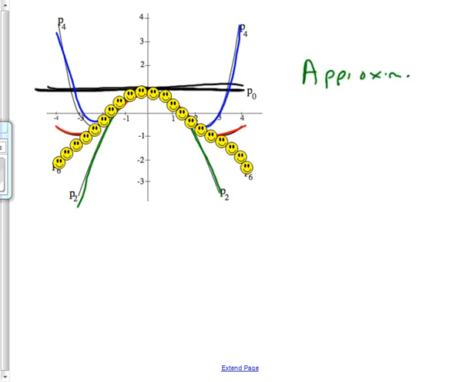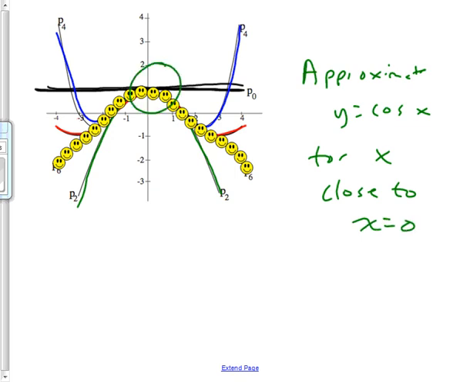Again, the idea being that these polynomials approximate y equals cos x for x close to x equals 0. So in this region, those polynomials are approximating cos of x, and the higher the degree of the polynomial, the better it approximates. But we're limited in that we've only looked at approximating around x equals 0.